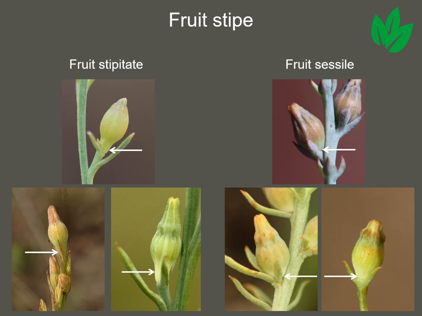Regarding the fruit, one of the useful diagnostic characters is the presence or the absence of a fruit stipe. So in the first type, there will be a very distinct fruit stipe, and in the second type, the fruits are completely sessile. No fruit stipe is present, and these prominent fruit stipes can be quite diagnostic. For example, in Thesium procerum, Thesium varmeirii, and Thesium asterias.